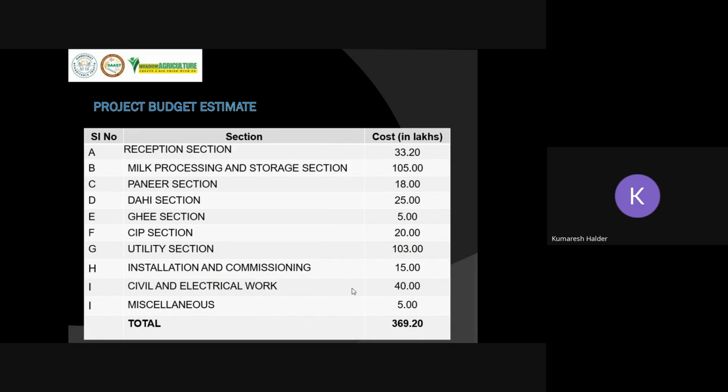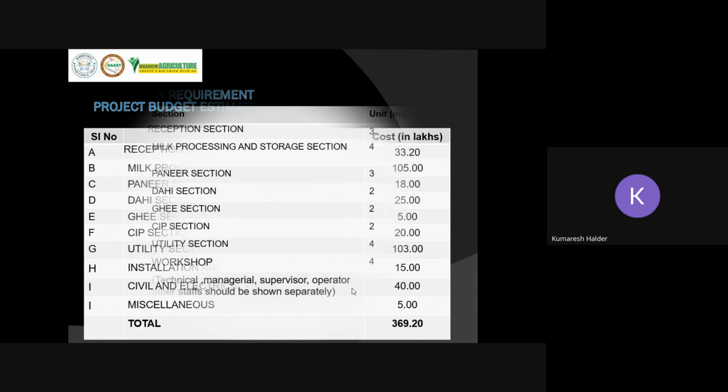Then if we want to renovate something in civil and electrical work, because whatever supplies are available, you need to connect them with the proposed dairy plant. So you need some civil and electrical work, and some miscellaneous work, which we normally cannot foresee but comes later to mind. That is given as miscellaneous. You have to give a rough cost estimate, otherwise how will the financial institution understand what type of budget you are thinking of? That is the most important thing.